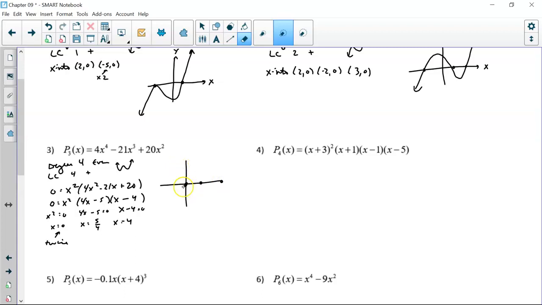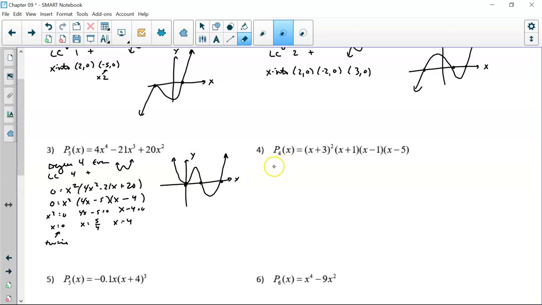So what's going to happen? Because 0 is repeated twice, it's going to come down, and it's going to bounce, and then go through and back up through. And you can see it's rising left and rising right. If you graph these on your calculator, you'll see something very similar.